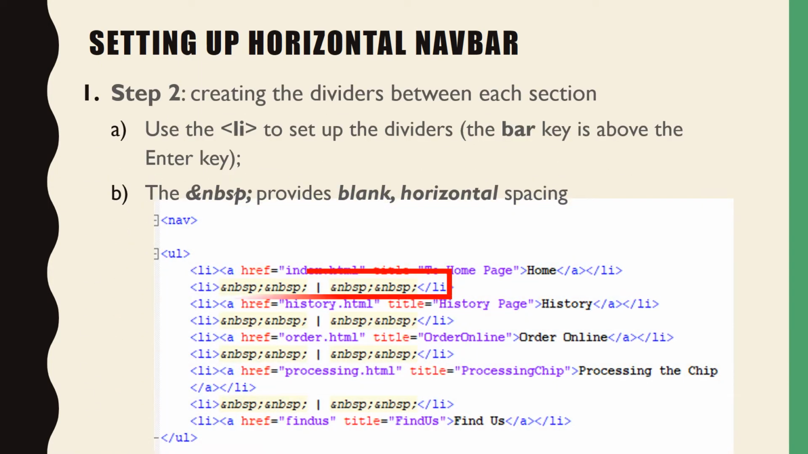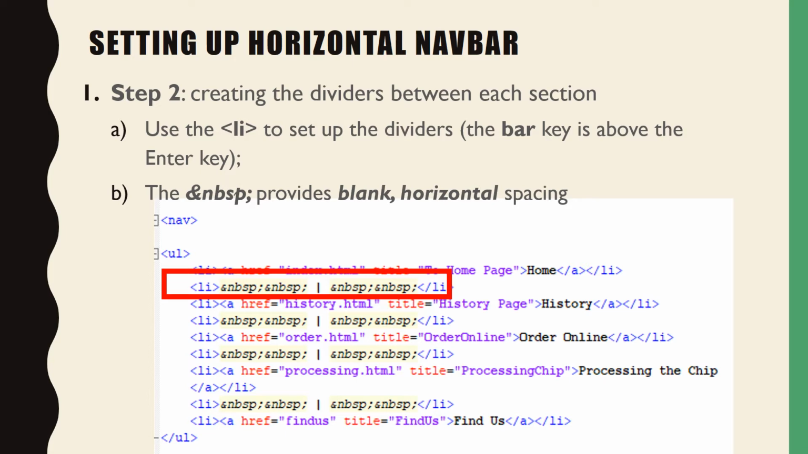Step 2. You are going to have to create dividers between each section. This part, step 2, is something that you did not have to do for vertical navbars. However, you need to do this for your horizontal. So the first thing we will do is add an additional LI tag to set up the dividers between each of the pages.